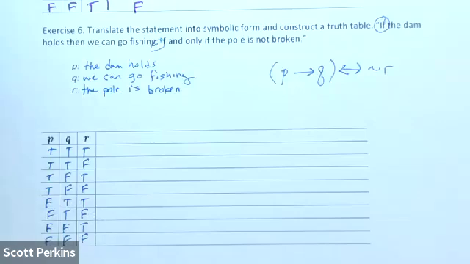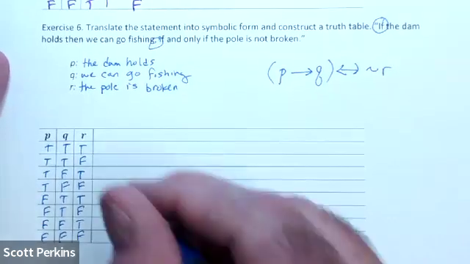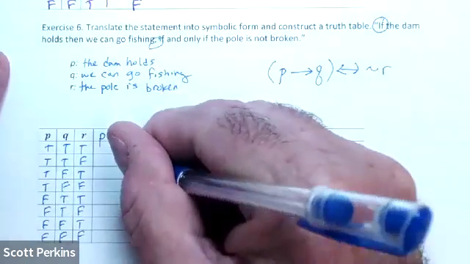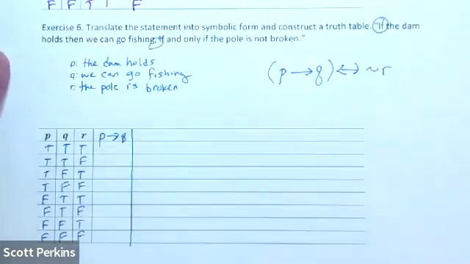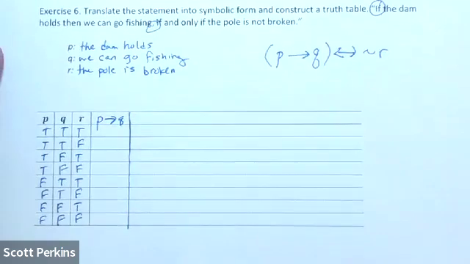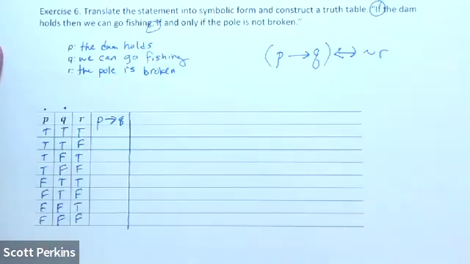So we just need 3 columns for this. I'm going to do a column for the parentheses first, the if P then Q. This is the first thing we talked about today. This is a nice review problem. So the first thing we talked about today was the conditional statement. And the only time the conditional statement is false is when you have true then false. So we're going to use the P and the Q column.